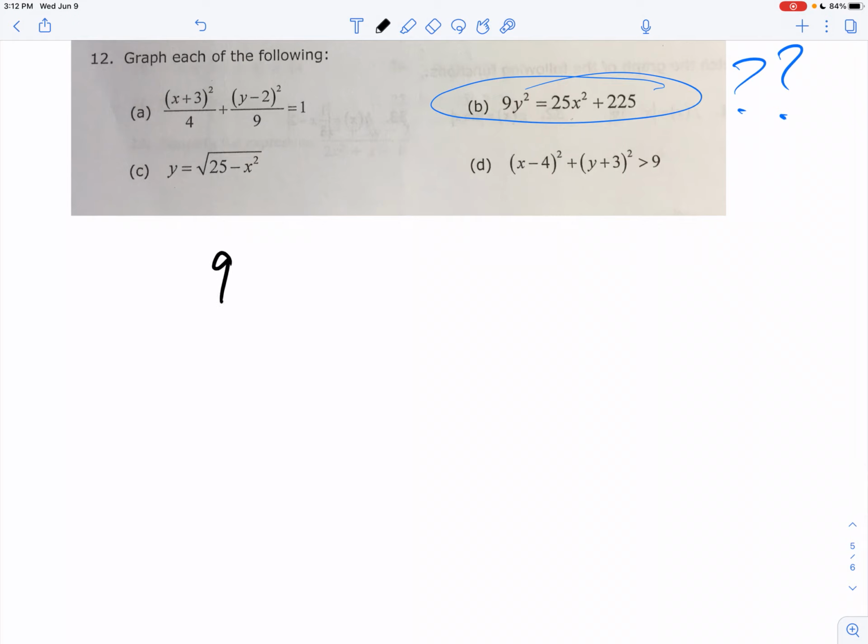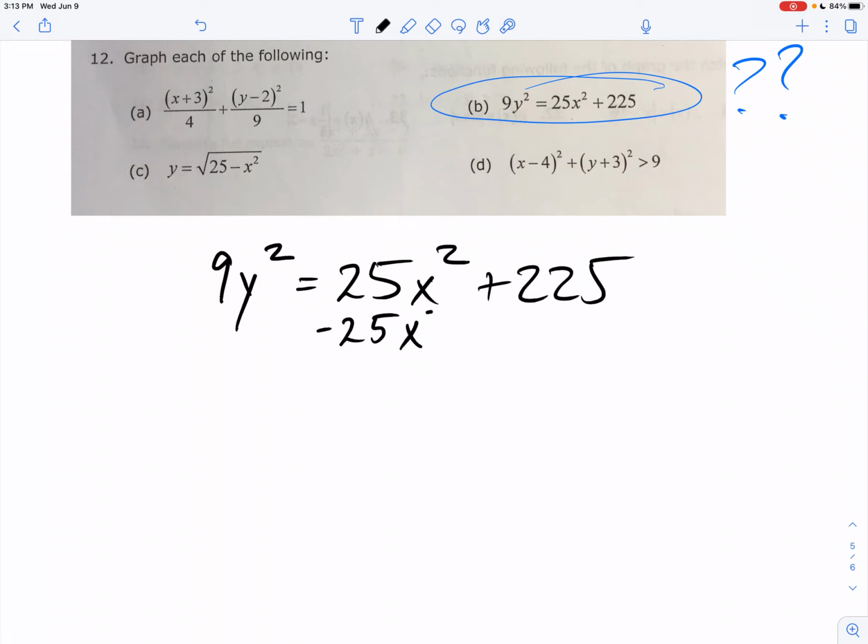Let's play. 9y squared equals 25x squared plus 225. Now, I'm not going to do this for you, but I'll get you started. We want to have all the x and y information on one side. So I'm going to take this away and move it to the other side. I could do that, it's okay. If I did that, I'd put it over here, right?